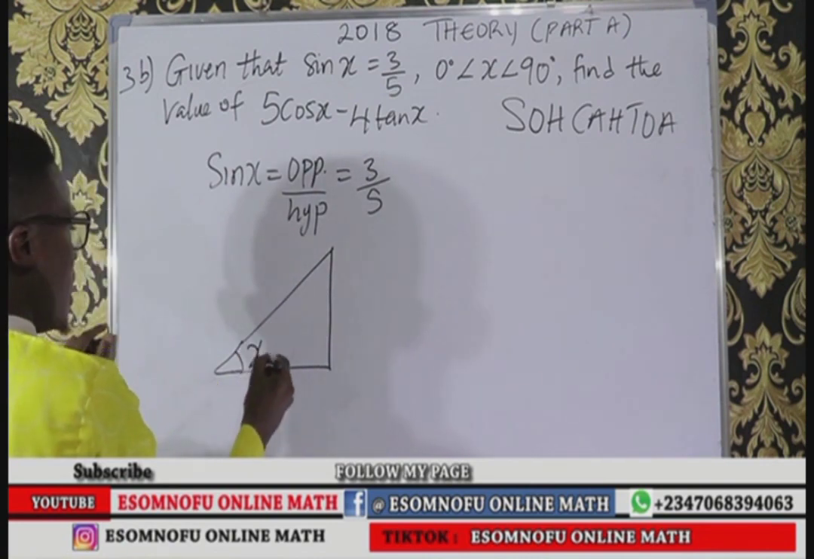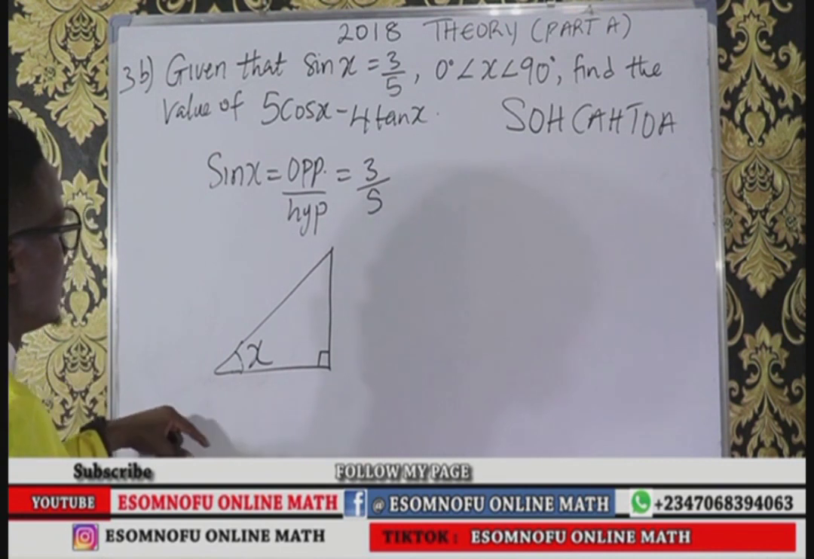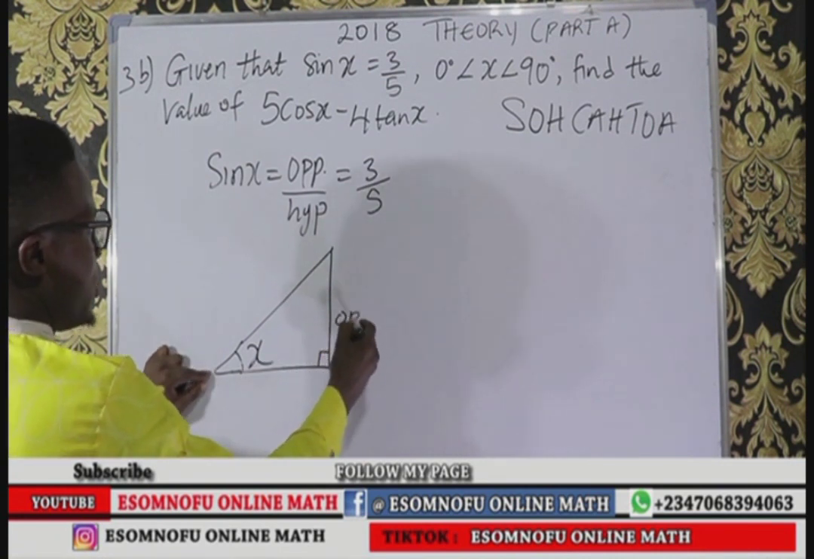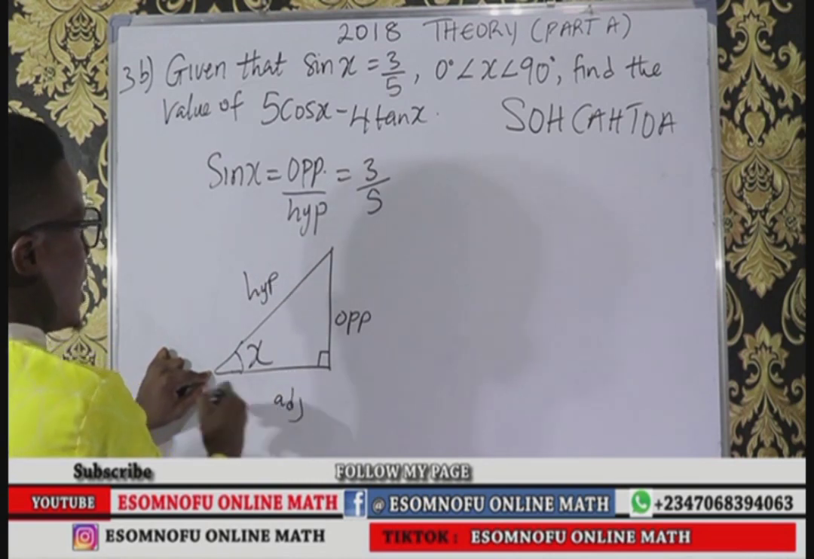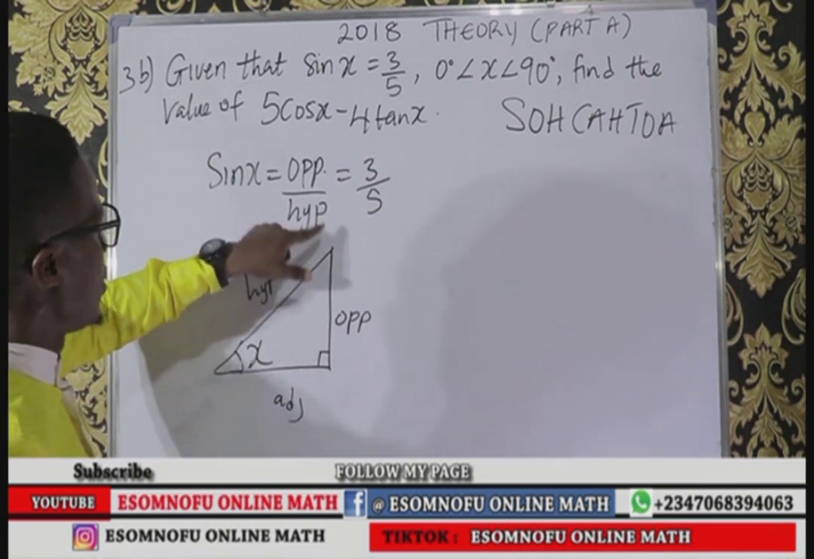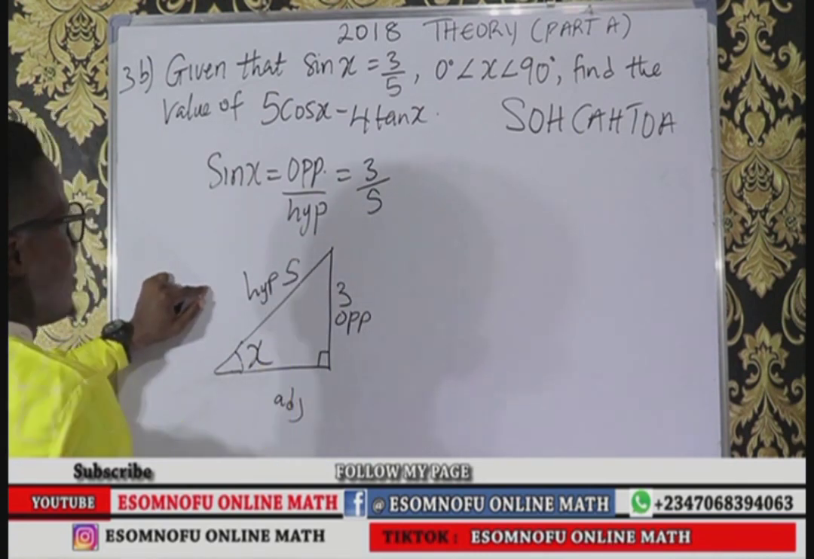You put your angle x, either here or here as you like. Then this is the right angle. Any side facing the angle is the opposite. The longest side is the hypotenuse, while here is the adjacent. So opposite is 3, I'll place 3 here. Hypotenuse is 5, I'll place 5 here.